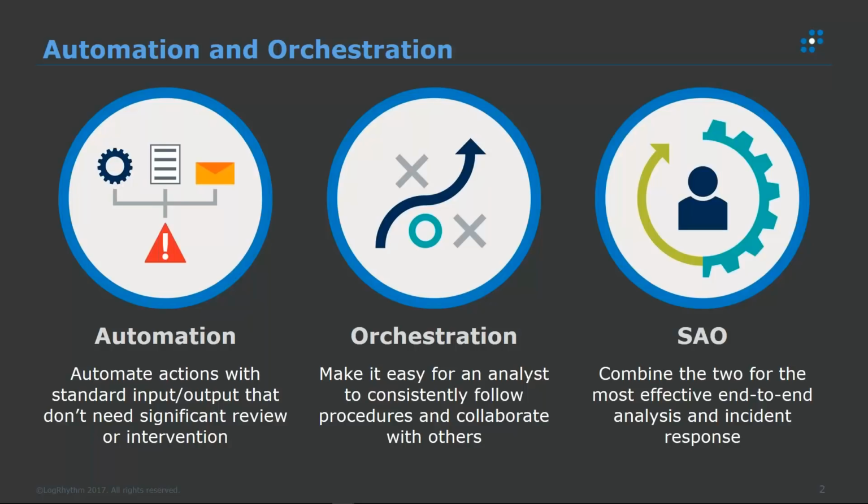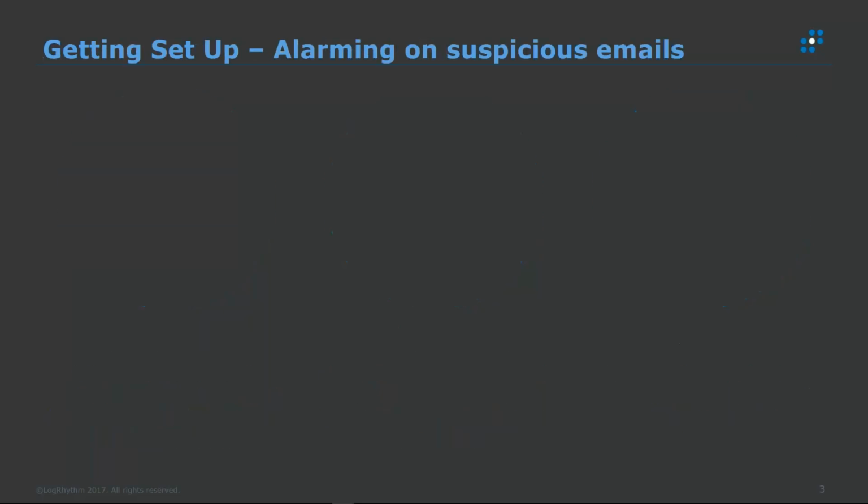So I feel like we've gone through the theory. So let's talk a little bit about the scenario I'm going to be going through. Essentially, I'm going to be talking about alarming on suspicious emails, and specifically about a suspicious email phishing campaign that's propagating through my environment. Again, for the sake of time, we've kept this a little bit simple.